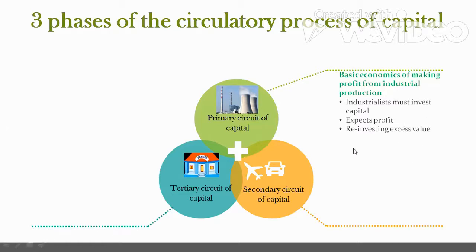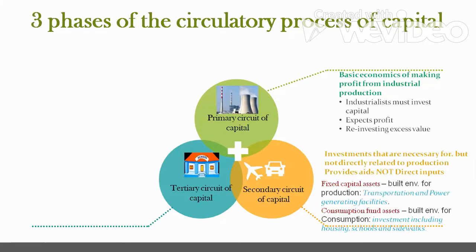again reinvest this excess value in producing more product. So this is the primary circuit of capital. Through these 3 steps, the primary circuit of capital works.